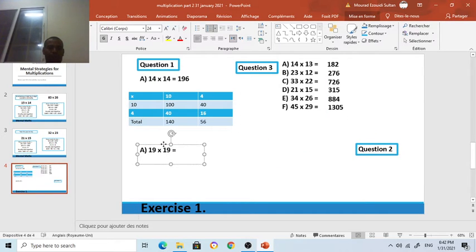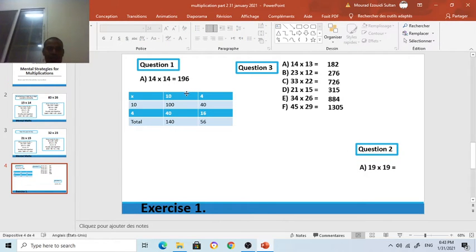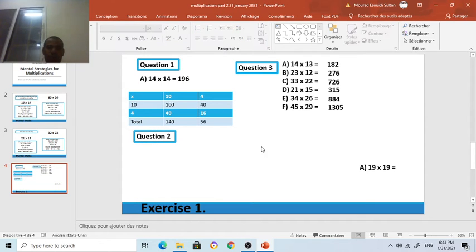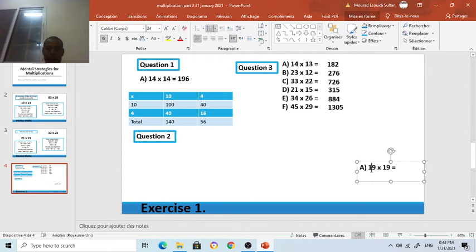Then for the next, for question number 2, it's very easy. I will just copy this and make it here. So we continue with all that. Question number 2 is 19 multiplied by 19. We told before, this is a first method, my learners. You can use it. The second method, you will do like that.